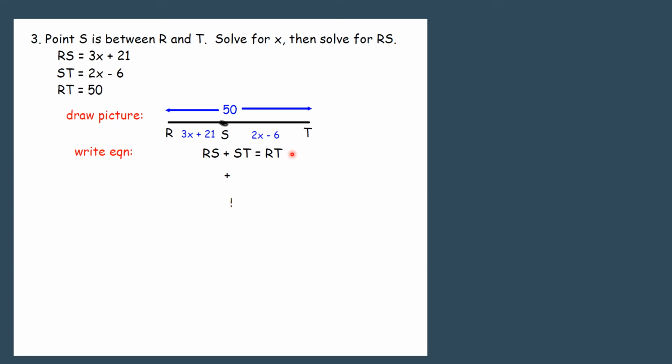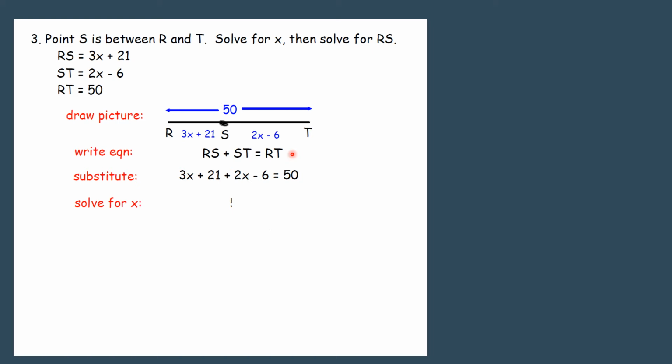Then we're going to convert into algebra, and this is where we substitute. So we're going to substitute the length of RS with 3x plus 21. We're going to substitute the length of ST with 2x minus 6. And then we're going to go ahead and equal the length of RT, which is 50. Then we're going to solve for x through the rules of algebra.